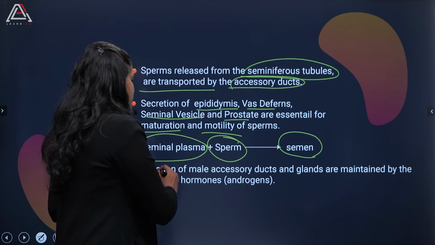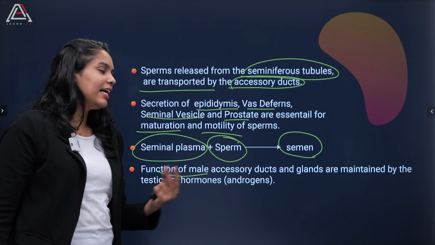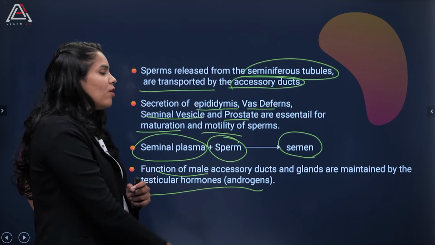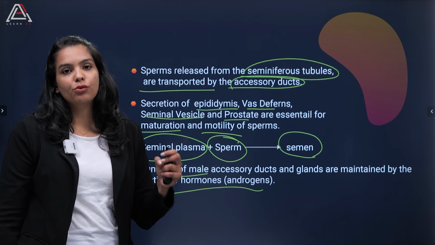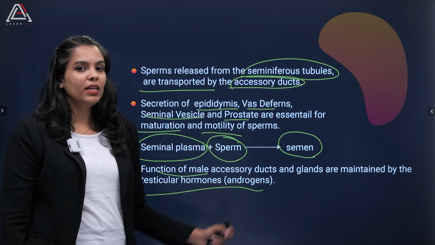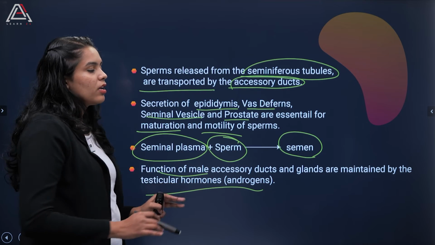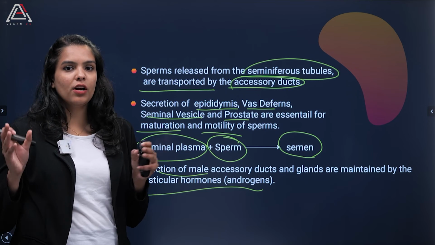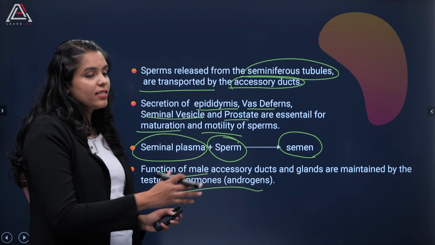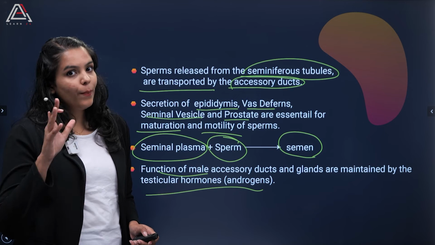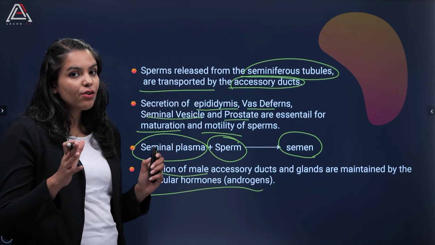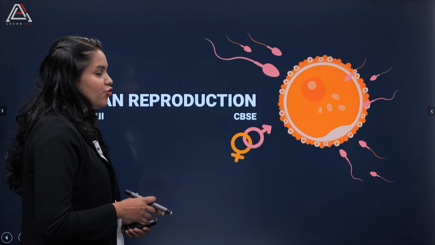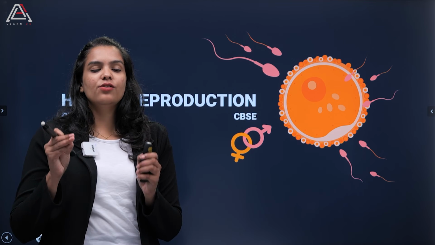Okay, so again, the function of the male accessory ducts and glands is to maintain the testicular hormone, which is nothing but the androgens. Okay, this is repeated information, so you should know all of these basic facts about the entire male reproductive system. The function of the male accessory ducts and glands is basically to maintain the androgens, and androgens help to stimulate the process of spermatogenesis.